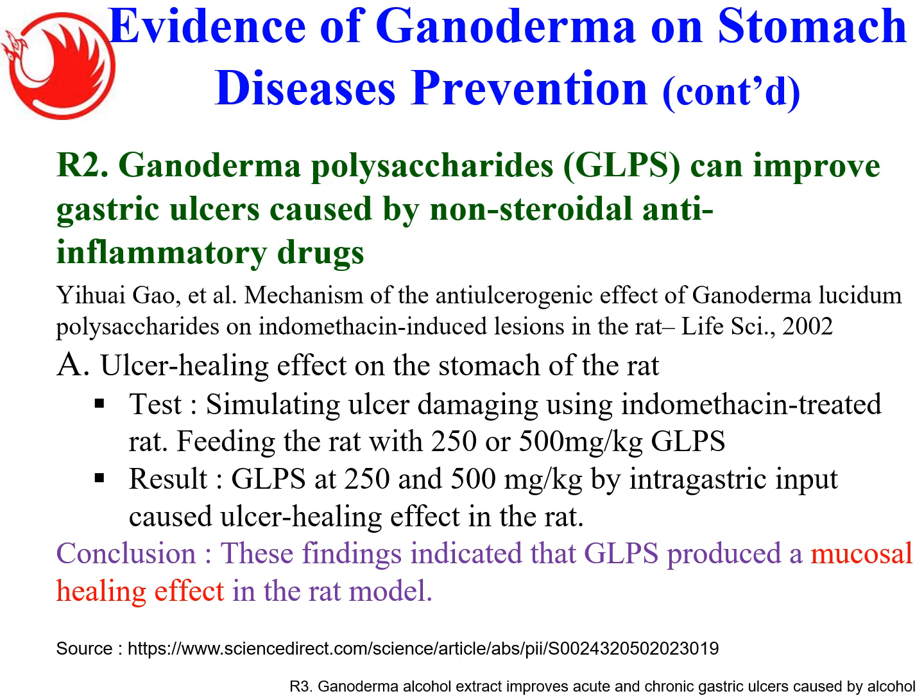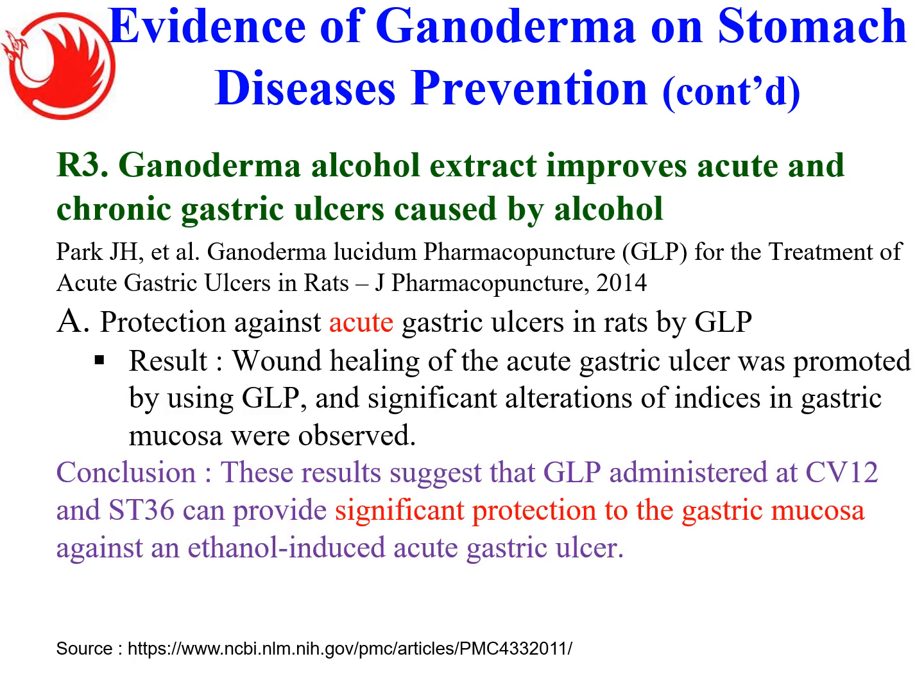Next, another research is using Ganoderma on acute and chronic gastric ulcer caused by alcohol. The Ganoderma used was from the alcohol extract, commonly known as triterpenoid. The experiment aims to see if there is any protection against acute gastric ulcer using Ganoderma.